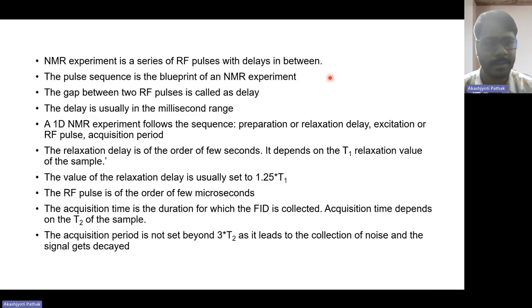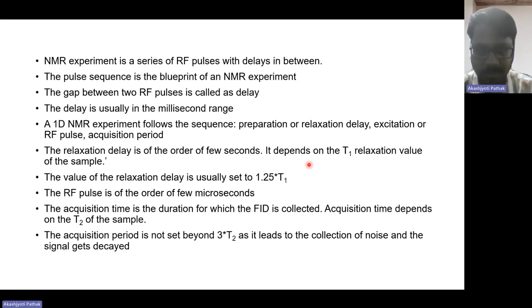Now let's move on to some of the more concepts that we had discussed. An NMR experiment is a series of RF pulses with delays in between them, and the pulse sequence is a blueprint of an NMR experiment. Whatever 2D NMR experiments we had learned, we had seen the different pulse sequences. So that pulse sequence is the blueprint of an NMR experiment. The gap between two RF pulses is called the delay.